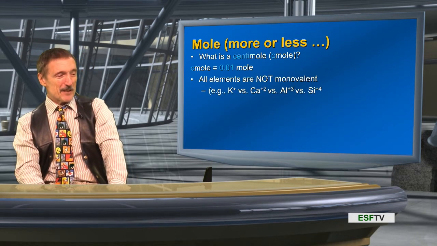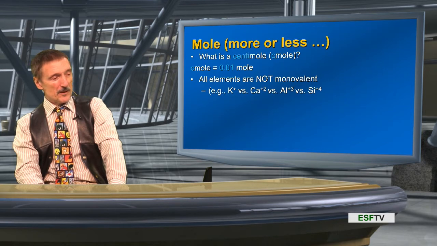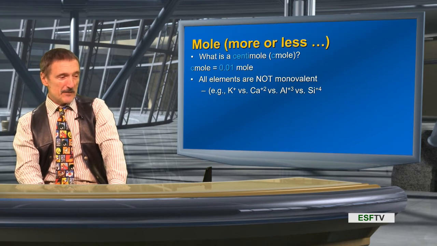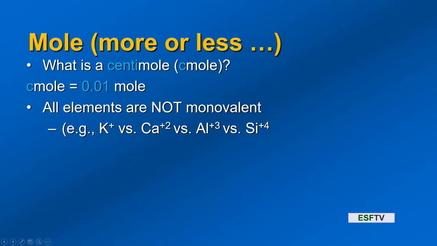Let's think about the other fact about this. We have a mole, 0.01 mole, centimole, but we have different valences. So all elements are not monovalent. They don't all have a valence of 1. For instance, these are the ones we're going to be familiar with, so you'll know these very shortly. Potassium, +1. Calcium, +2. Aluminum, or as the Brits say, aluminium, +3. And silicon, +4. These are the valence states. When we're trying to think about equal charge, it's now important for us to think about these valences.